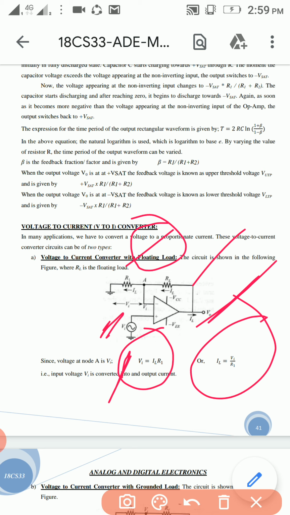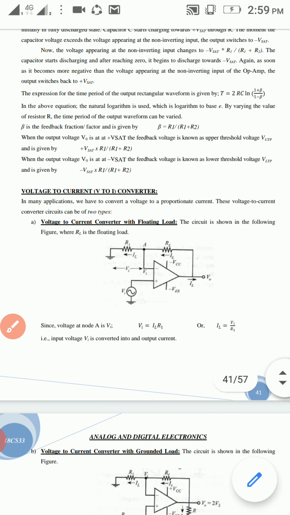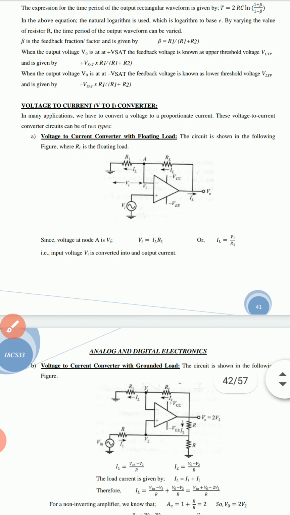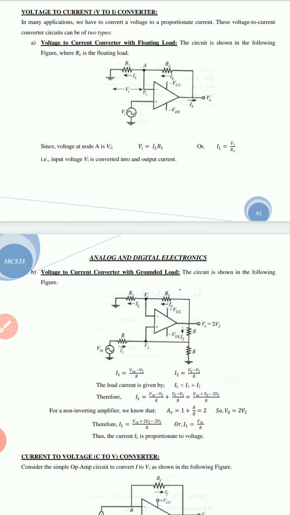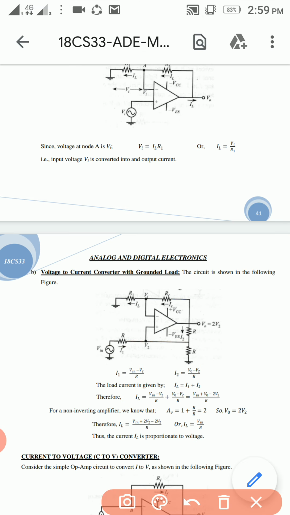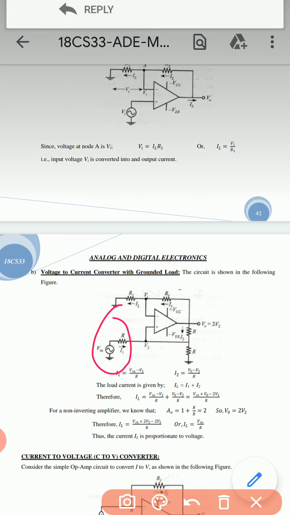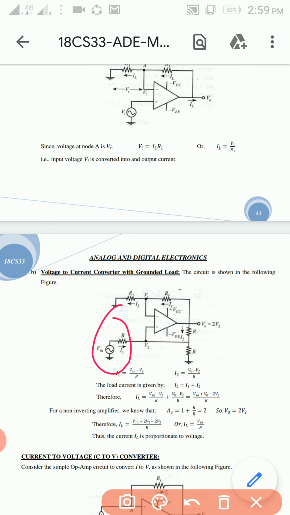The next concept is the voltage to current converter with a grounded load. Initially we have seen the voltage to current converter with a floating load, right? The next one is the voltage to current converter with a grounded load. In the diagram, first I need to find out what exactly I1 is, and after that I need to find out I2.